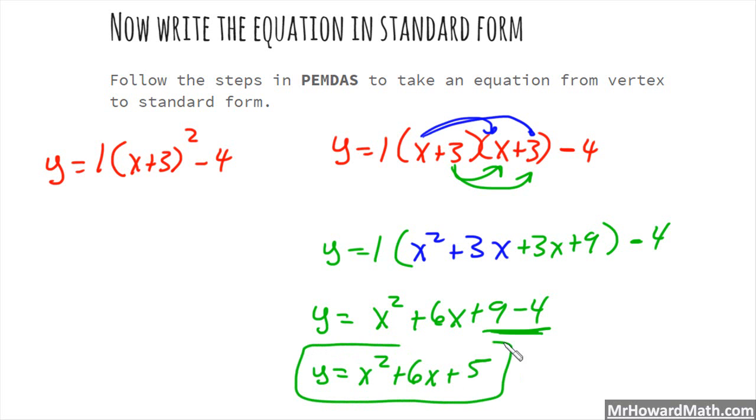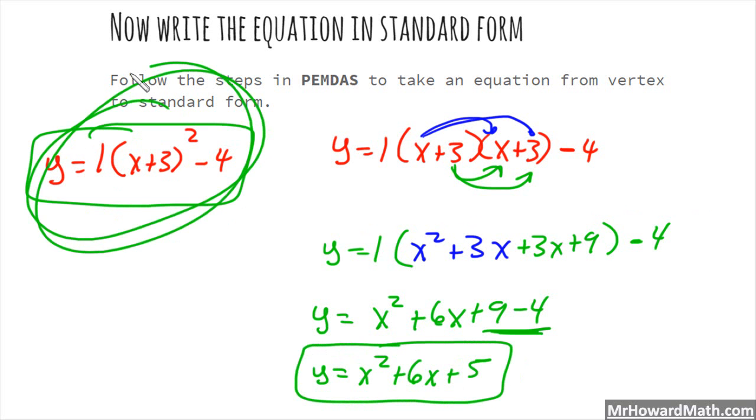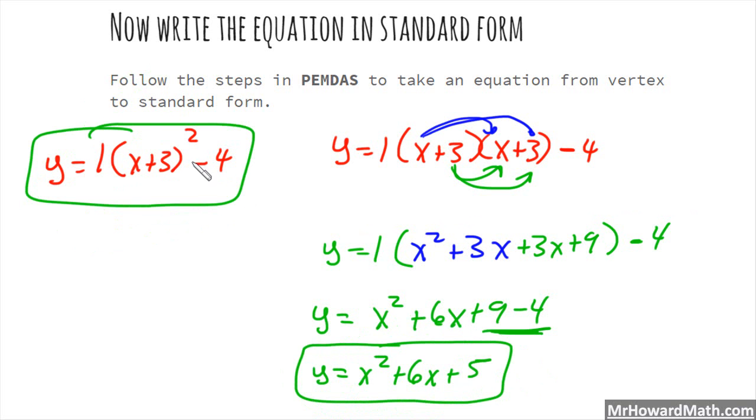So that would be the equivalent. They're the same function. They have the same graph. They create the same table. This one is vertex form. This one is standard form. So to go from vertex form to standard form, we FOIL out the quantity that's squared and then combine all the like terms and write our final answer.